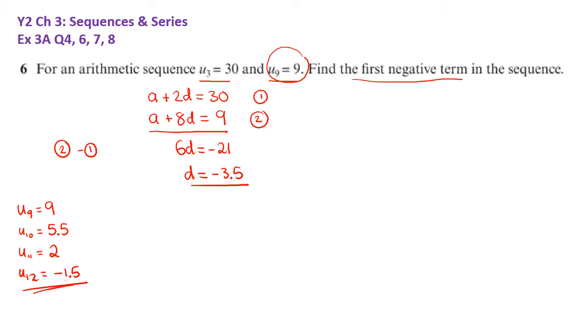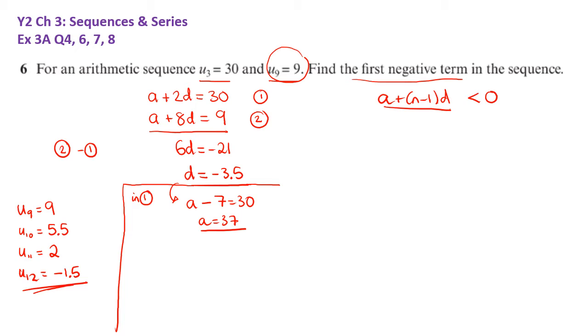Now you wouldn't want to do it that way if, for example, we were at a term here, U9 equals 9,000 and something, or a huge number. We don't want to sit and write it all out, so we need the algebraic method. So what we would do here is use d, plug it in to work out a, and then you've got your expression for the nth term, a plus (n minus 1)d. Simplify that and then find the value of n which is going to make that negative. Okay, so I'll just do that here.